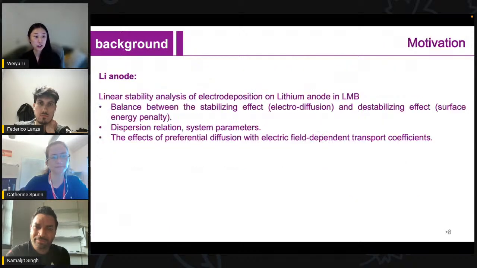So here we conduct a linear stability analysis of electrodeposition on the lithium anode in lithium metal batteries. We investigate the balance between the stabilizing effect and the destabilizing effect, solve for the dispersion relation and look at the system parameters. We also focus on the effects of preferential diffusion with electric-field-dependent transport coefficients.